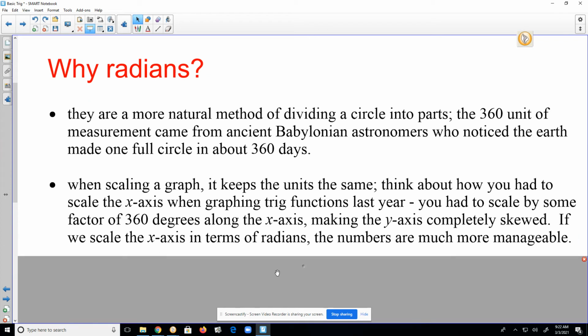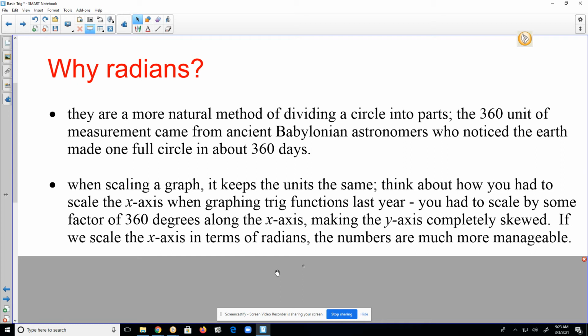Another really helpful thing is when we're graphing. We're going to spend a whole bunch of time graphing trig functions this year. So last year you probably graphed in terms of degrees. So you had your x-axis, maybe you counted by 45s or 90s. So you had to really scale your y-axis differently so that you could actually see what was happening. How many times did you plug in y equals sine x into your calculator and had it in the wrong mode, had it in degree mode, and it just looked like a straight line?